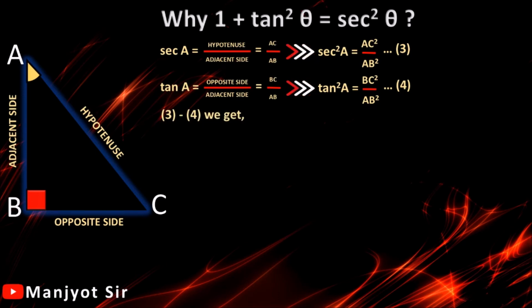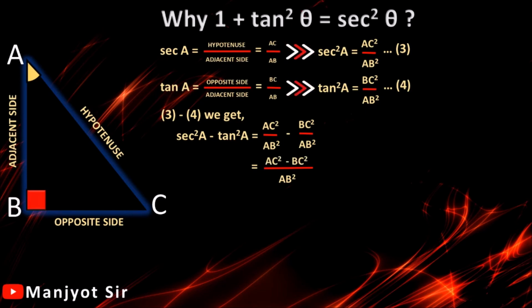Similarly, as we did addition in the last identity, we'll subtract here. First, we'll subtract the left hand side, then we'll subtract the right hand side. So if you subtract the left hand side, you will get sec square theta, or you can say sec square A minus tan square A is equal to, if we subtract the right hand side, AC square upon AB square minus BC square upon AB square. Now if you observe the denominator, AB square, we have a common denominator, so we'll write it as it is. In the numerator we'll get AC square minus BC square.